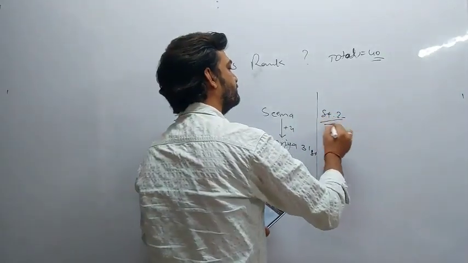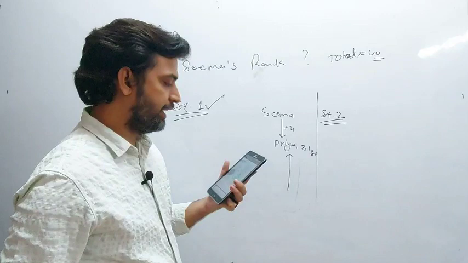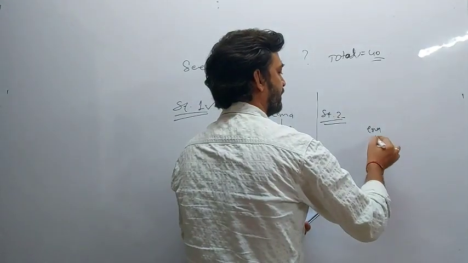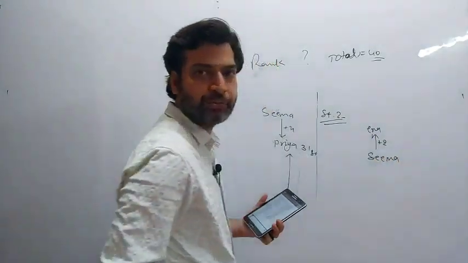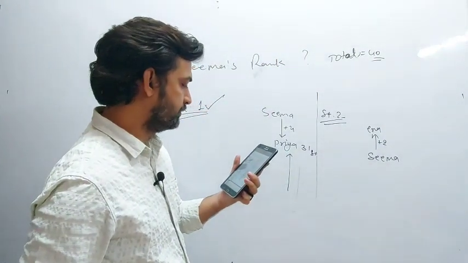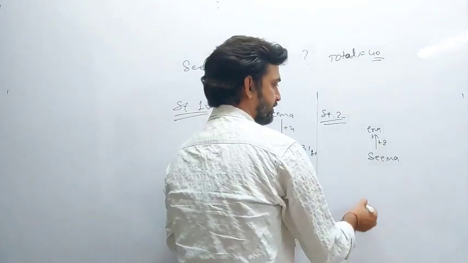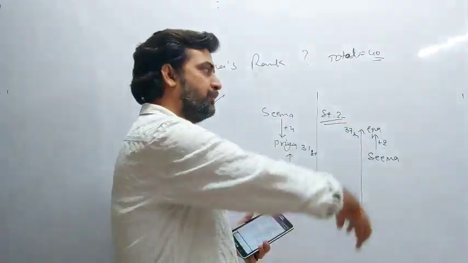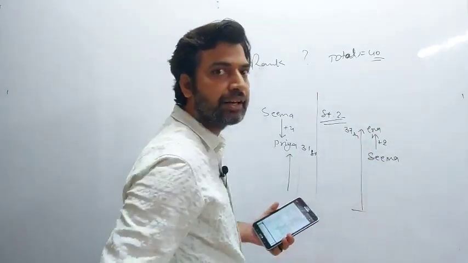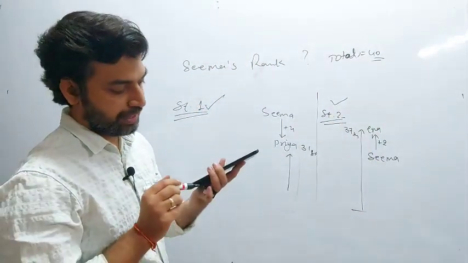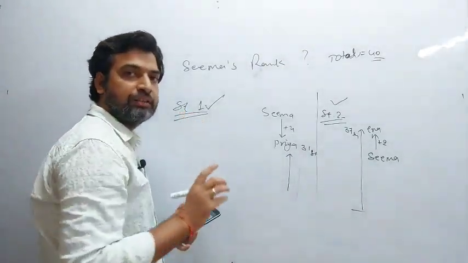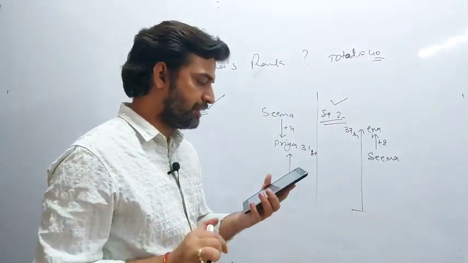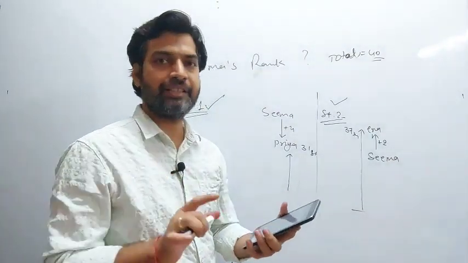Talking about statement 2: Anna is 2 ranks above Seema, and Anna is 37th from the bottom. The total is 40, and the rank of Anna is provided from the bottom, so we can calculate the rank from the top, and after that we can calculate the rank of Seema too. So we can use both statements separately, not together. Statement 1 alone is sufficient, and statement 2 alone is also sufficient. So the answer is that either statement alone is sufficient to give the answer.